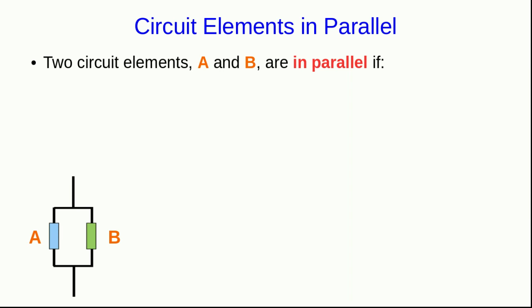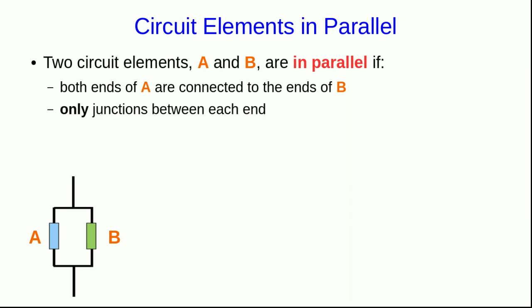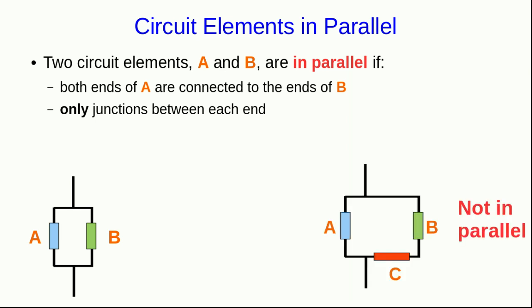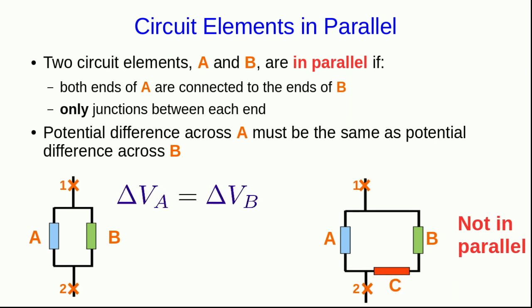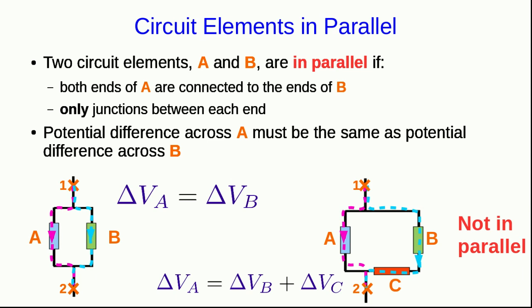Similarly, we've seen that two circuit elements are in parallel if both ends of them are connected together with only junctions, no other elements in between. And so these elements, A and B, are in parallel, but these ones are not because C is in between them at one end. And we've seen that the potential difference across two elements in parallel has to be the same, and we understood that at the time in terms of path independence of potential difference. But we could also understand it in terms of simply writing the loop law around each of these.